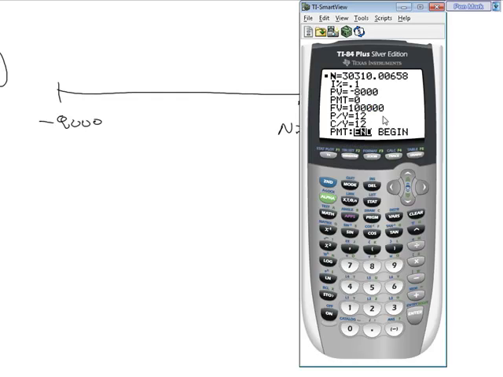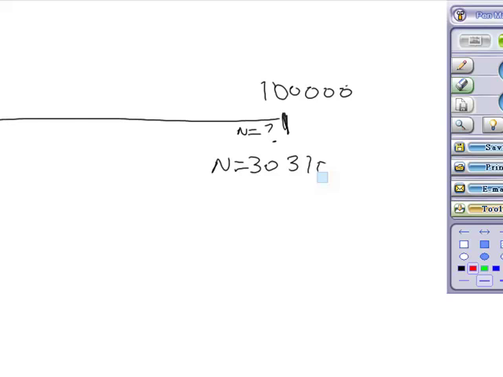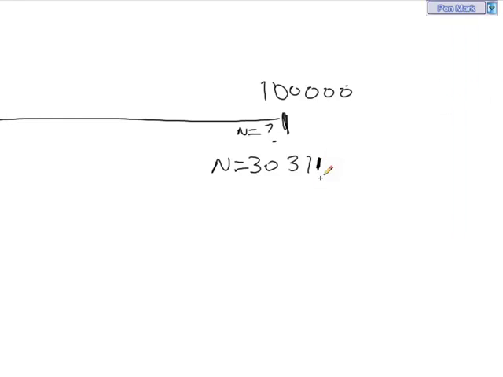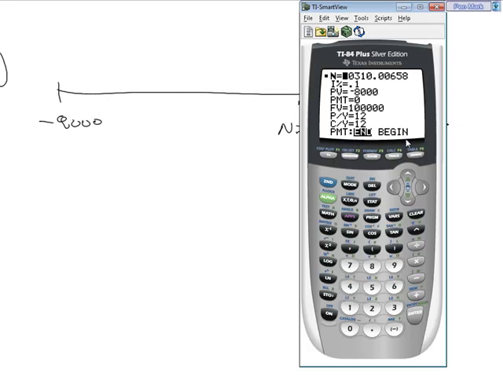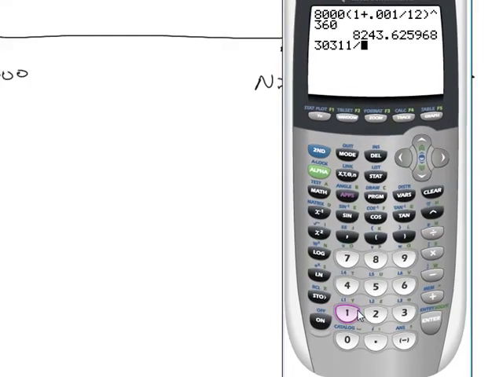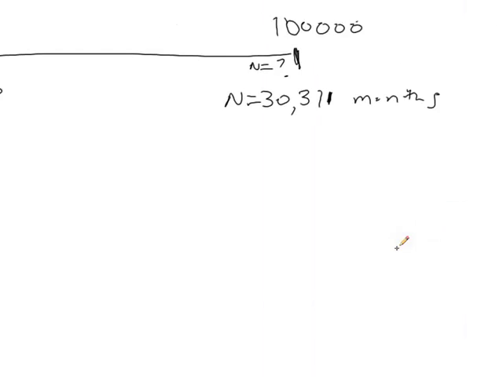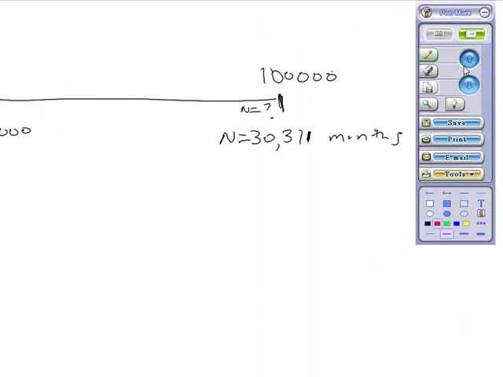30,310. Well, actually, we got to be careful here because it's a little bit more than 30,310 months. So we should probably round up because they don't pay us interest in the middle of a month. So we'll round this up, and this will be 30,311 months, which we could calculate to see how many years that is. 30,311 divided by 12. And that comes out to about over 2,500 years. So at this interest rate, things are not looking so good.